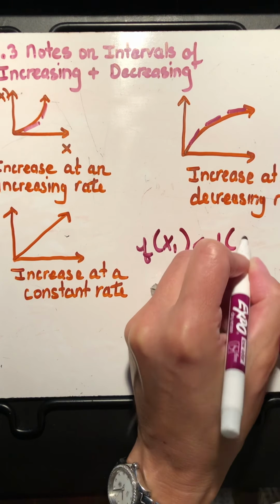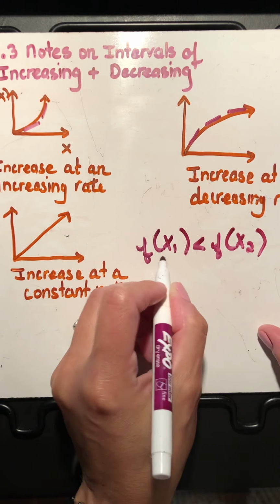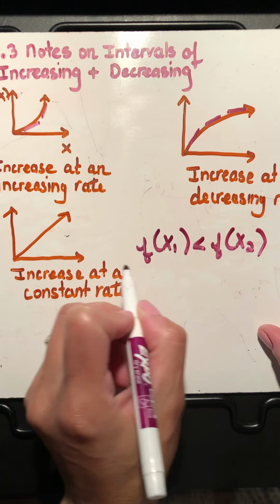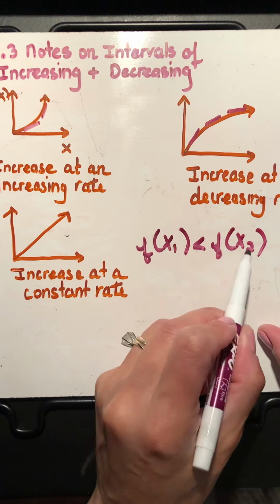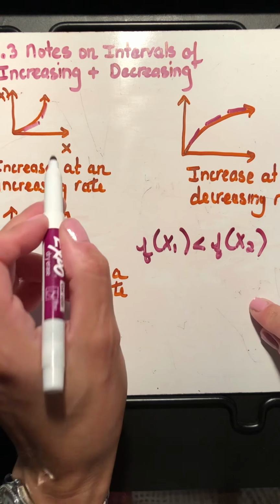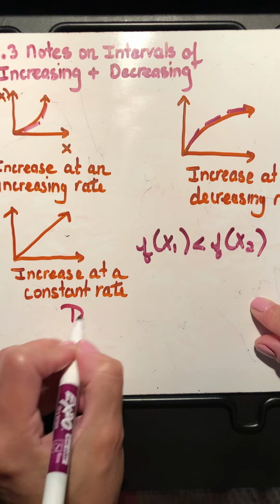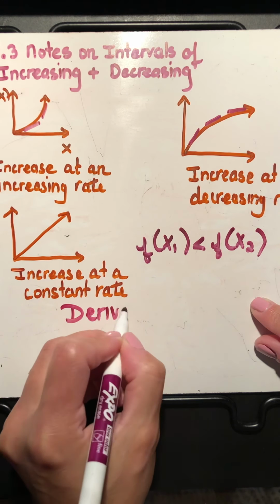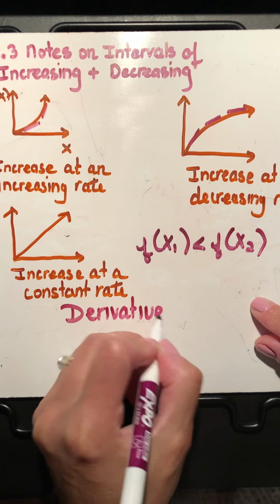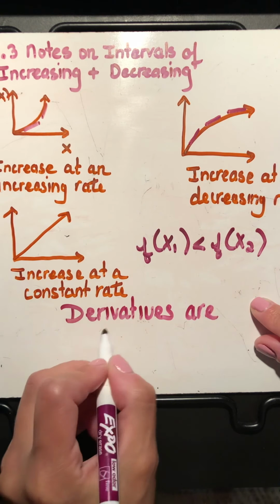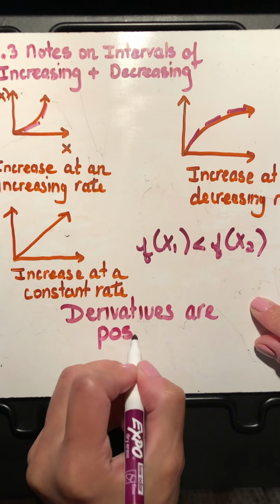So the formal fancy way to say that the y values are going up, right, is to say that f(x₁) is less than f(x₂) as x increases, and these are just y values. All three derivatives are positive. Okay, so the derivative of all of these functions are positive, because they essentially have positive slopes.